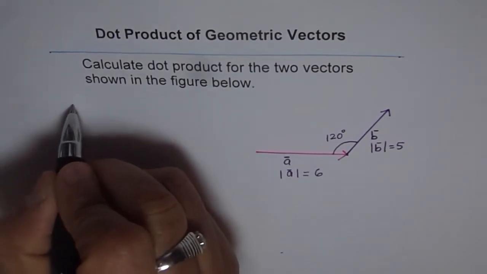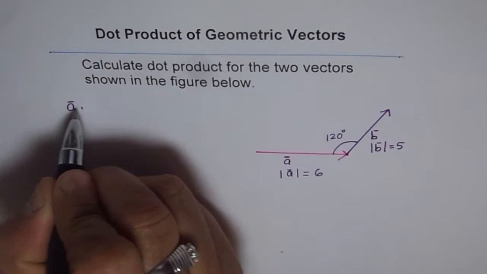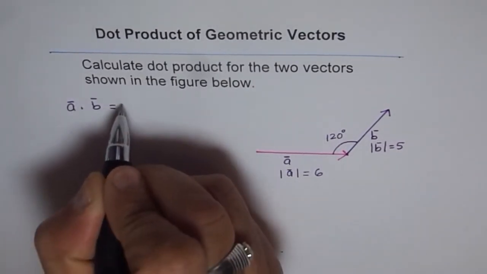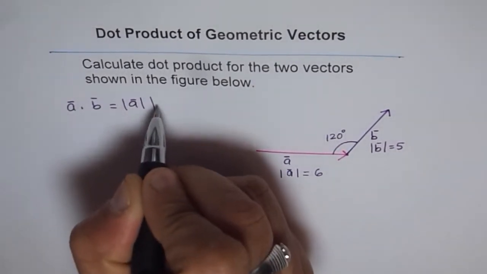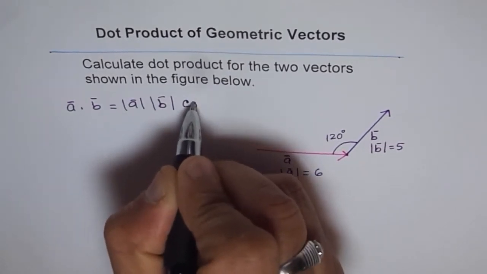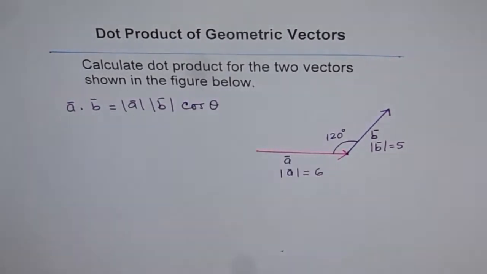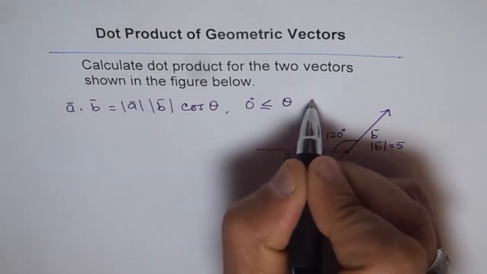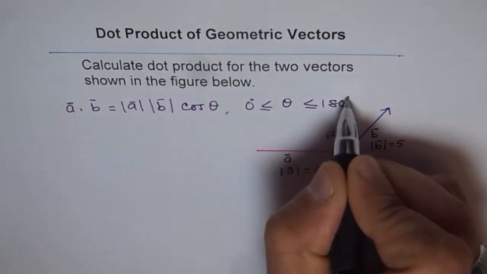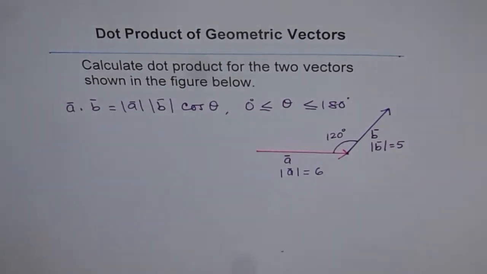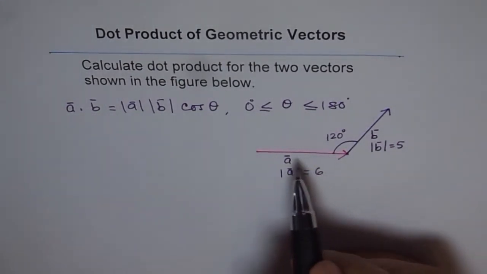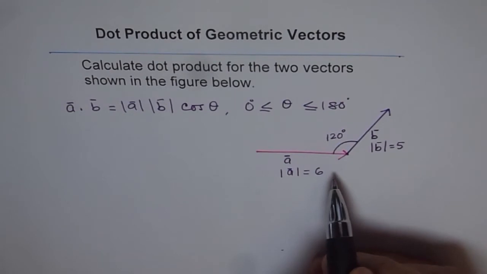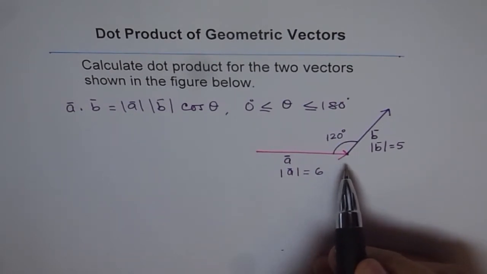As you know, dot product of two vectors A and B is actually equal to magnitude of A times magnitude of B times cos of theta. Now theta is the angle between them, and theta should be between 0 degrees and 180 degrees. So that is the definition with which we started dot product. Now if you are given a figure like this, then what is going to be the theta? That is kind of a critical question to answer, right?